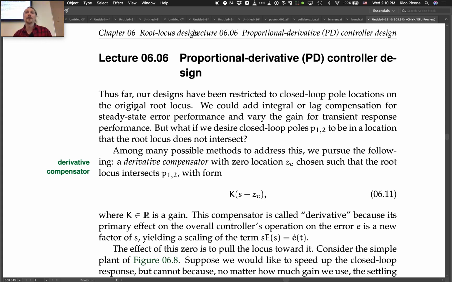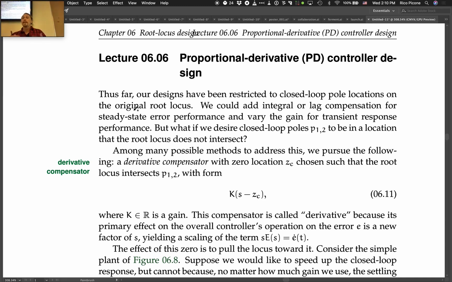We could add integral or lag compensation for steady state error performance and vary the gain for transient response performance. But what if the desired closed loop poles, P1 and P2, are located off the root locus and the root locus doesn't intersect those locations? For instance, we could have a root locus that doesn't go anywhere near our desired closed loop pole locations due to the transient response requirements or maybe even the stability requirements.